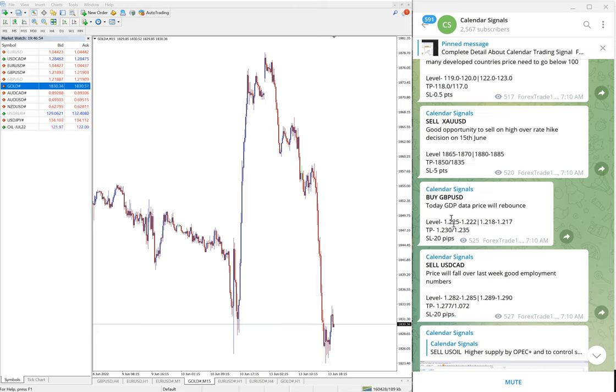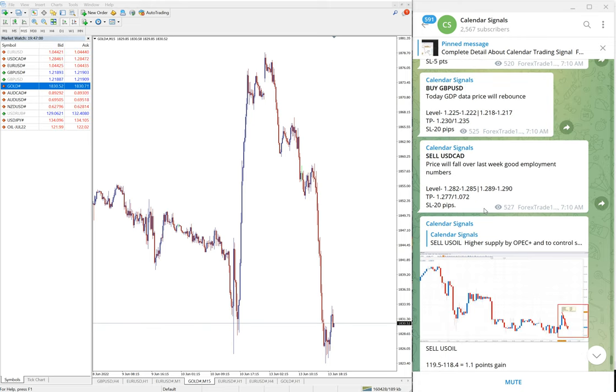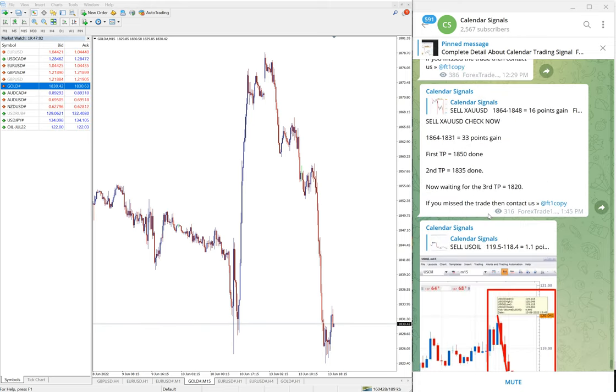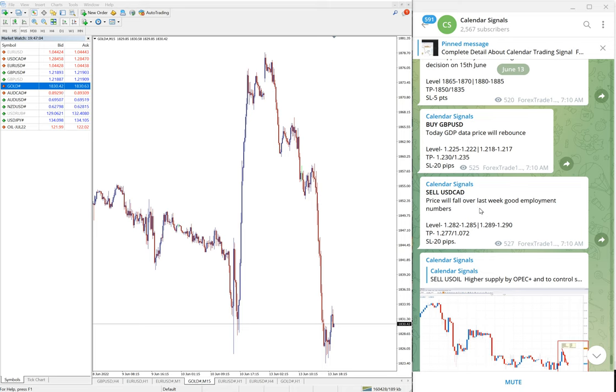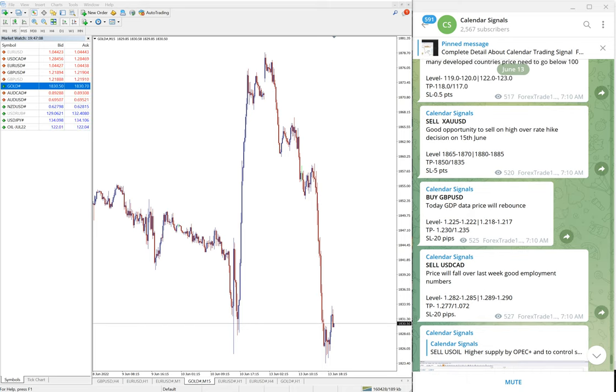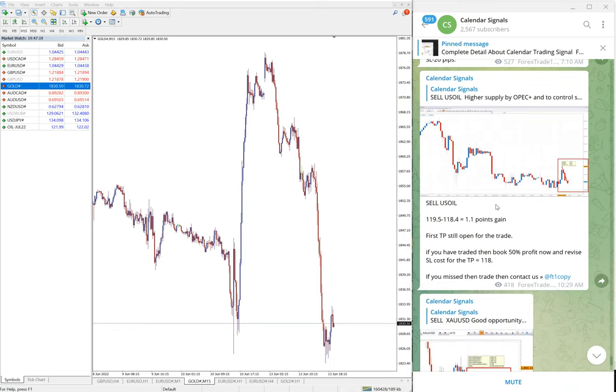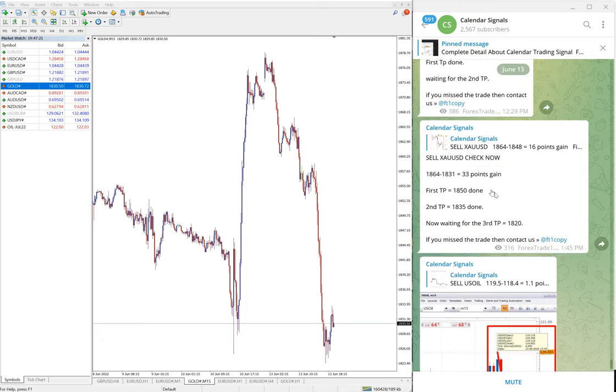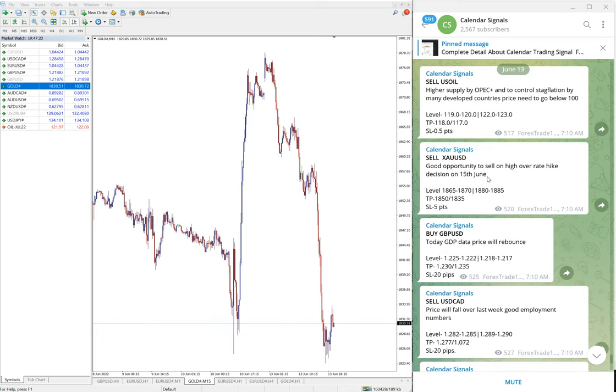Apart from this, buy GBPUSD and sell USDCAD are yet to perform, and we will update it on this channel at the end of the day. Even if these two signals hit the stop loss, all the loss is easily digested, because here the gold profit is very high. 40 points gain on gold, so any small minor loss like 20 pips is easily digested.